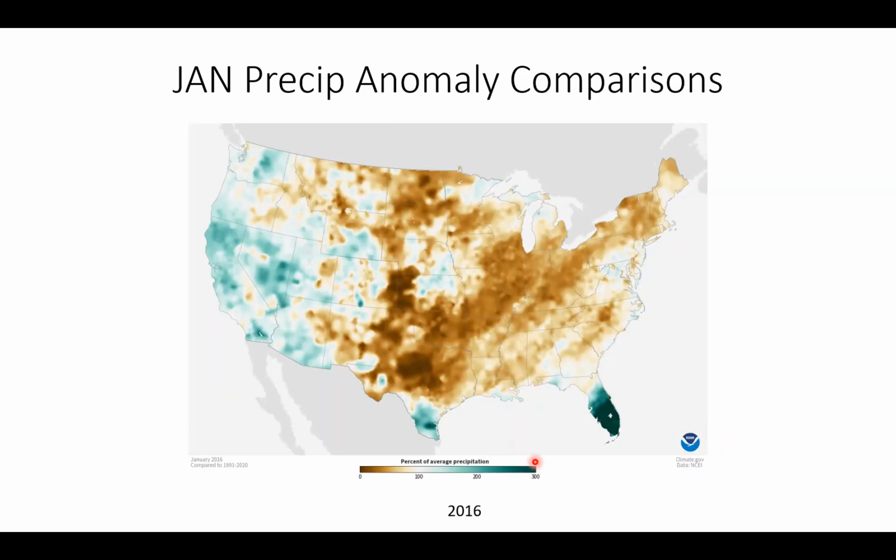Looking at January 2016 precip anomalies, showing wetter than normal conditions across California and Nevada, and then drier than normal again over a large part of the United States. Texas drier than normal, Arkansas, Missouri, Illinois, Indiana, Ohio, right up to New England, drier than normal. Distinctively wetter than normal across Florida in January 2016, central and southern Florida in particular.